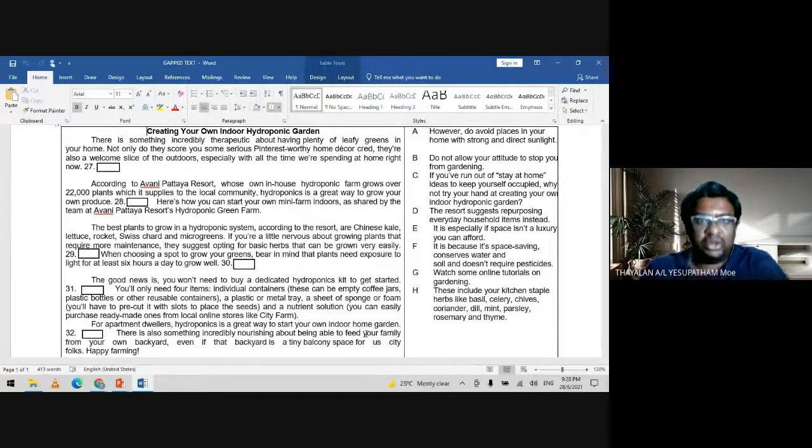Now, Varunesh, can you read the text with the answer fit in? The whole passage, yes, sir. Yes, the whole passage with the answer fit into the position. There's something incredibly therapeutic about having plenty of leafy greens in your home. Not only do they score you some serious Pinterest-worthy home decor cred, they also welcome a slice of the outdoors, especially with all the time you're spending at home right now.